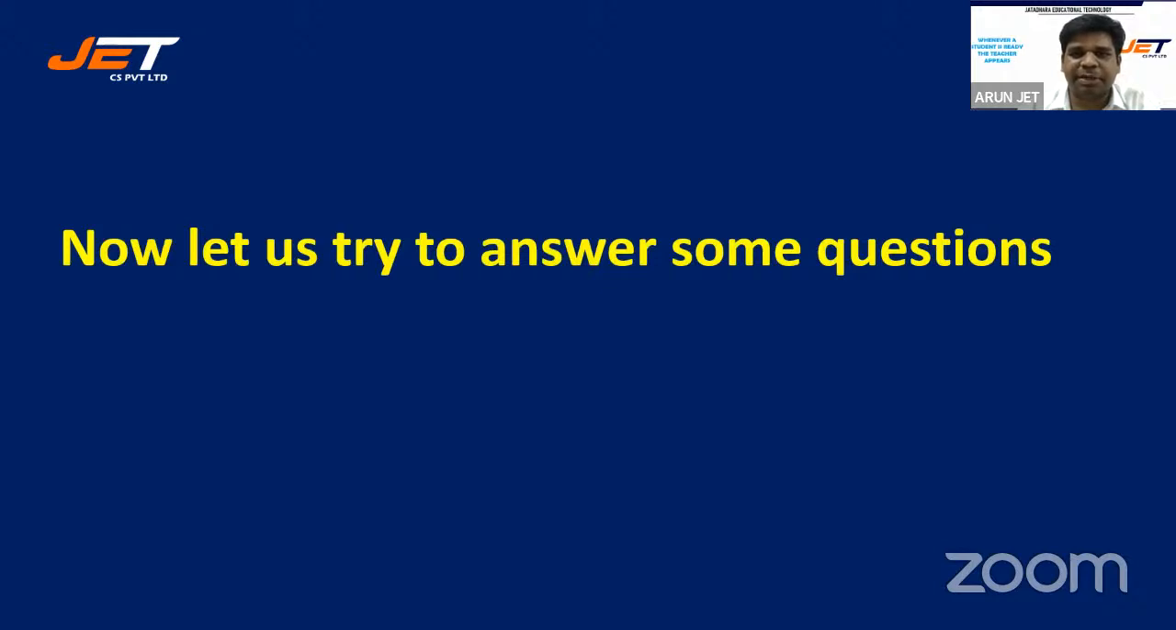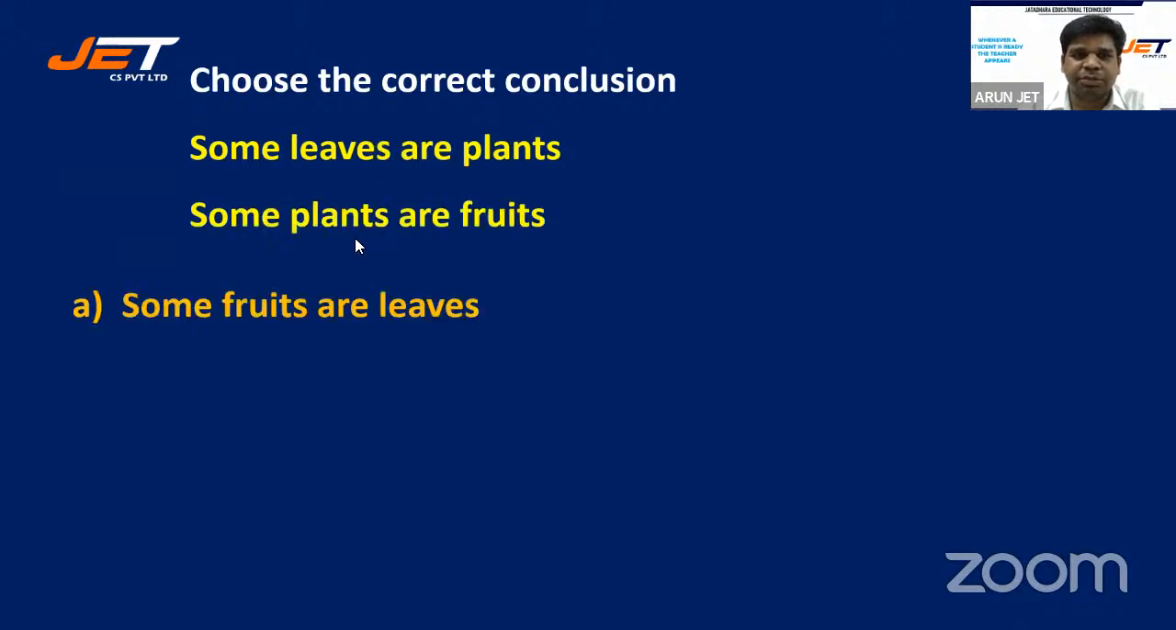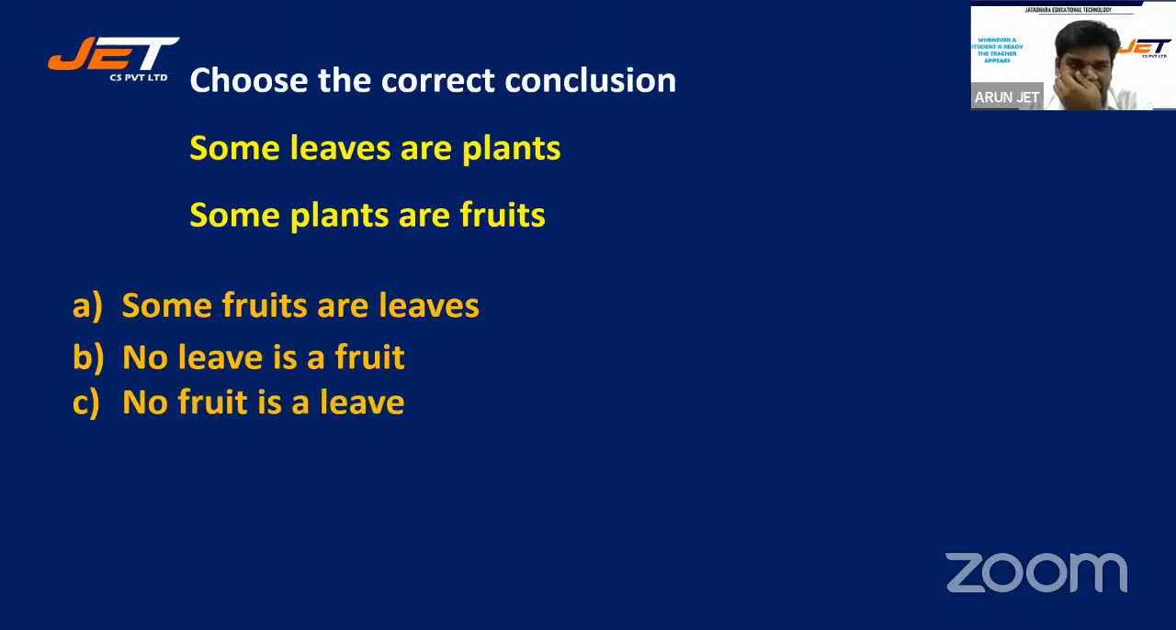Now let's try to answer some questions. Choose the correct conclusion, students. Some leaves are plants. Some plants are fruits. So conclusions are: some fruits are leaves. No leaf is a fruit. No fruit is a leaf. All plants are fruits. Just draw the diagram and try to conclude, students.